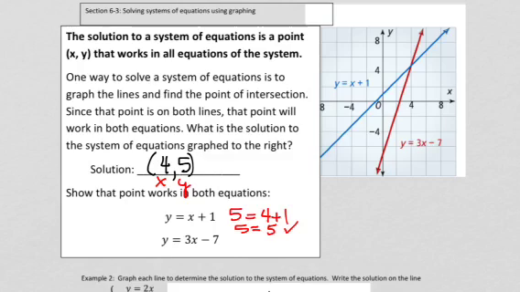In the second one, I am going to plug in y equals 3x minus 7. So I will have 5 equals 3 times 4 minus 7. So that's 5 is equal to 12 minus 7. 12 minus 7 is 5. So that works in that one. That's what we worked on in our last learning target. Is this point a solution to the system? And the answer is yes, because it works in both equations.